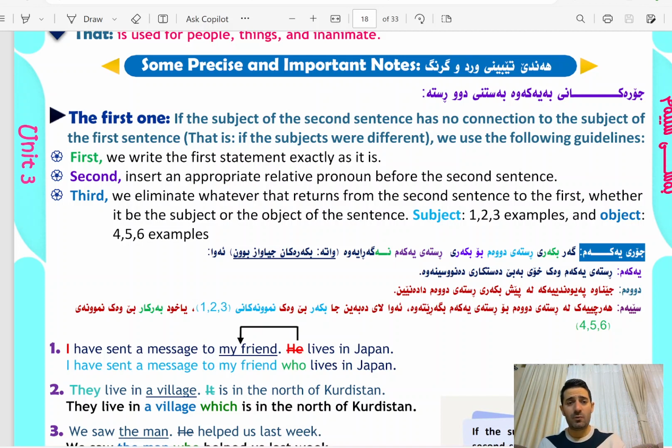Here we've got two main types. Okay, we've got two main types. The first one, it's very important to understand. It says if the subject of the second sentence has no connection to the subject of the first sentence, that means if the subjects are different, okay, we have to follow the following guidelines.